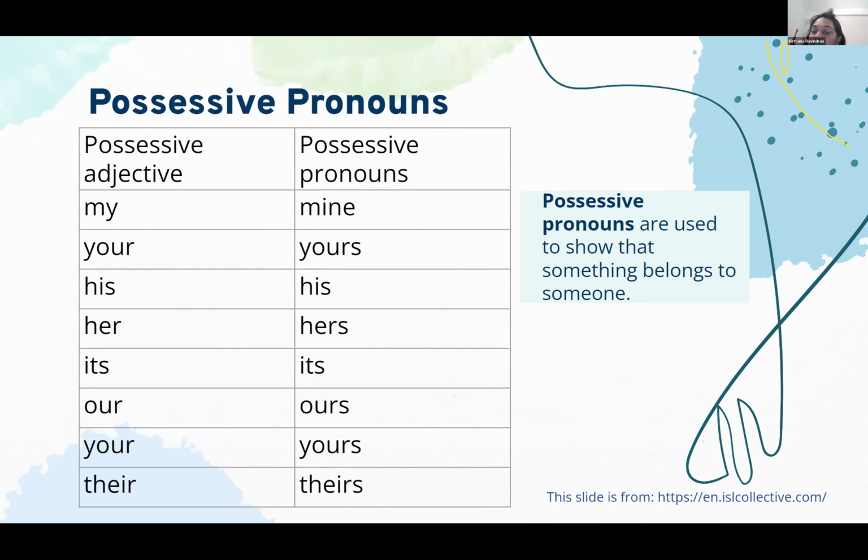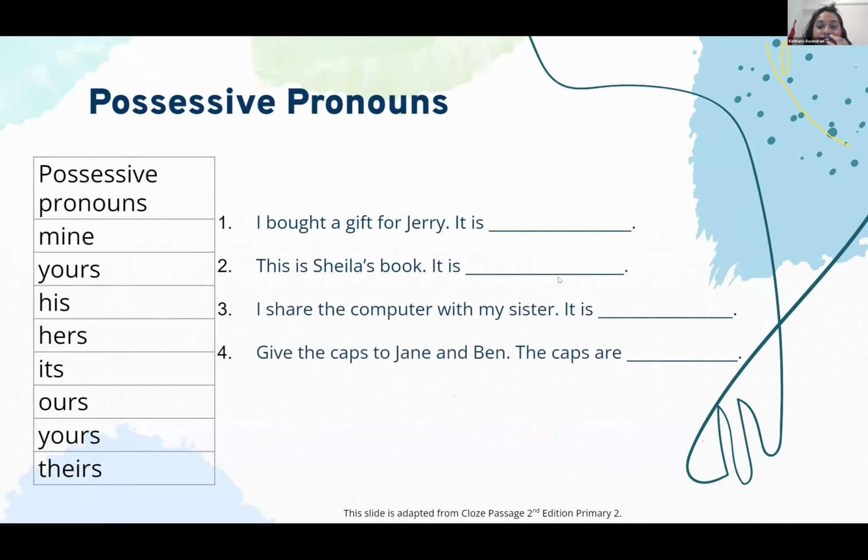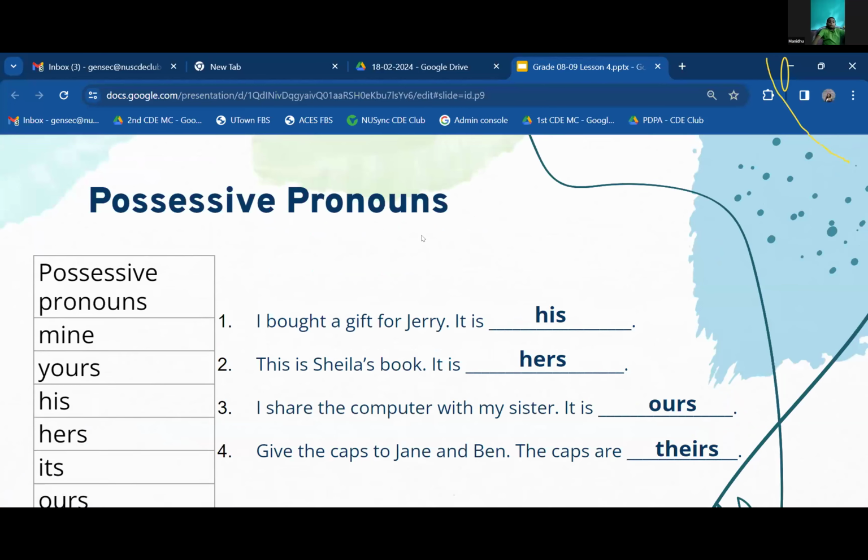Okay? Ours is when I'm talking about me and someone else. Yours, when I'm talking about you. And theirs is when I'm talking about two other people. Okay? Anybody have any questions, you can just unmute and ask. Everybody understand? Any questions? Okay. So this one is just the exercise we did just now. Okay. So then we go to the last part.